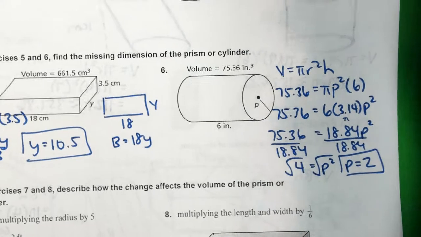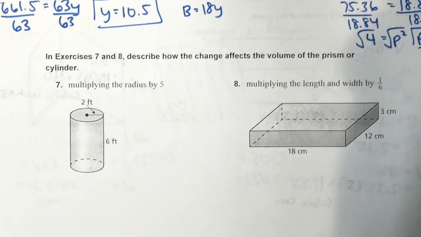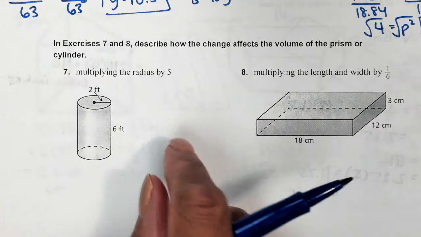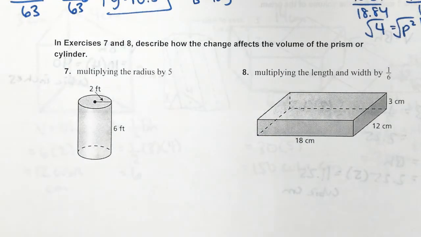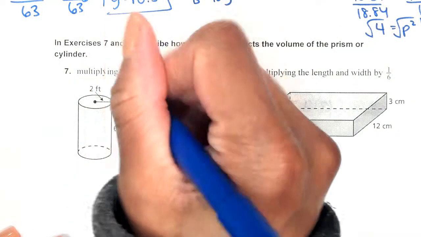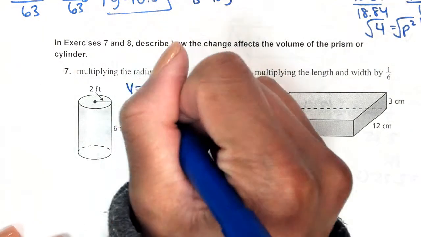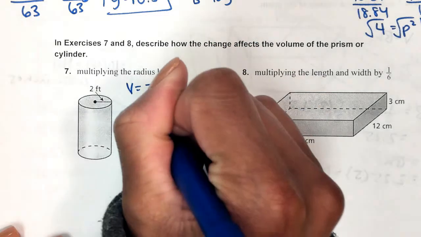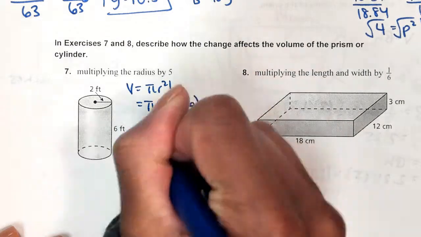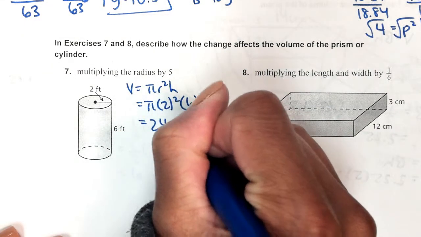So now, moving on to 7 and 8. It says, describe how the change affects the volume of the prism or cylinder. So this is very similar to what we did in Chapter 11 when we discussed the effects of changes on the area of certain polygons. Now we're going to do the same thing with cylinders and prisms. The original volume of this cylinder is pi r squared times the height. We have 2 squared and the height is 6, so I end up with 24 pi.